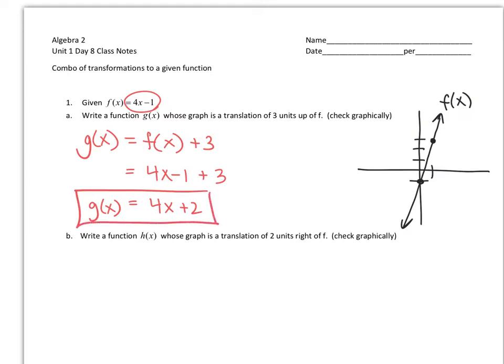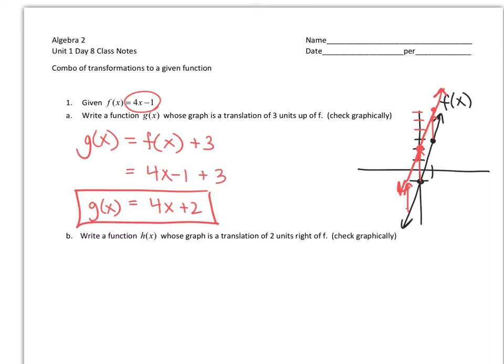And then we're going to check it graphically. If we come over here and graph it, our y-intercept is 2. We're going to go up 1, 2, 3, 4 over 1. Connect our points. And notice that every single point on f is shifted up 3 units.